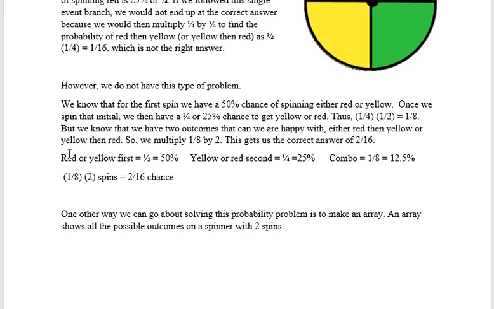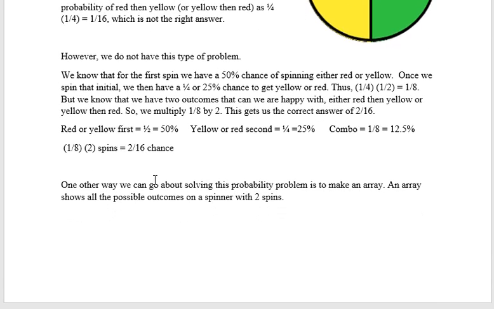As we can see here, I put it into terms. Red or yellow first is half or 50%. Yellow or red second is 1/4 or 25%. The combination of 1/2 and 1/4 is 1/8 or 12.5%. And then we multiply 1/8 by 2 to get 2/16.